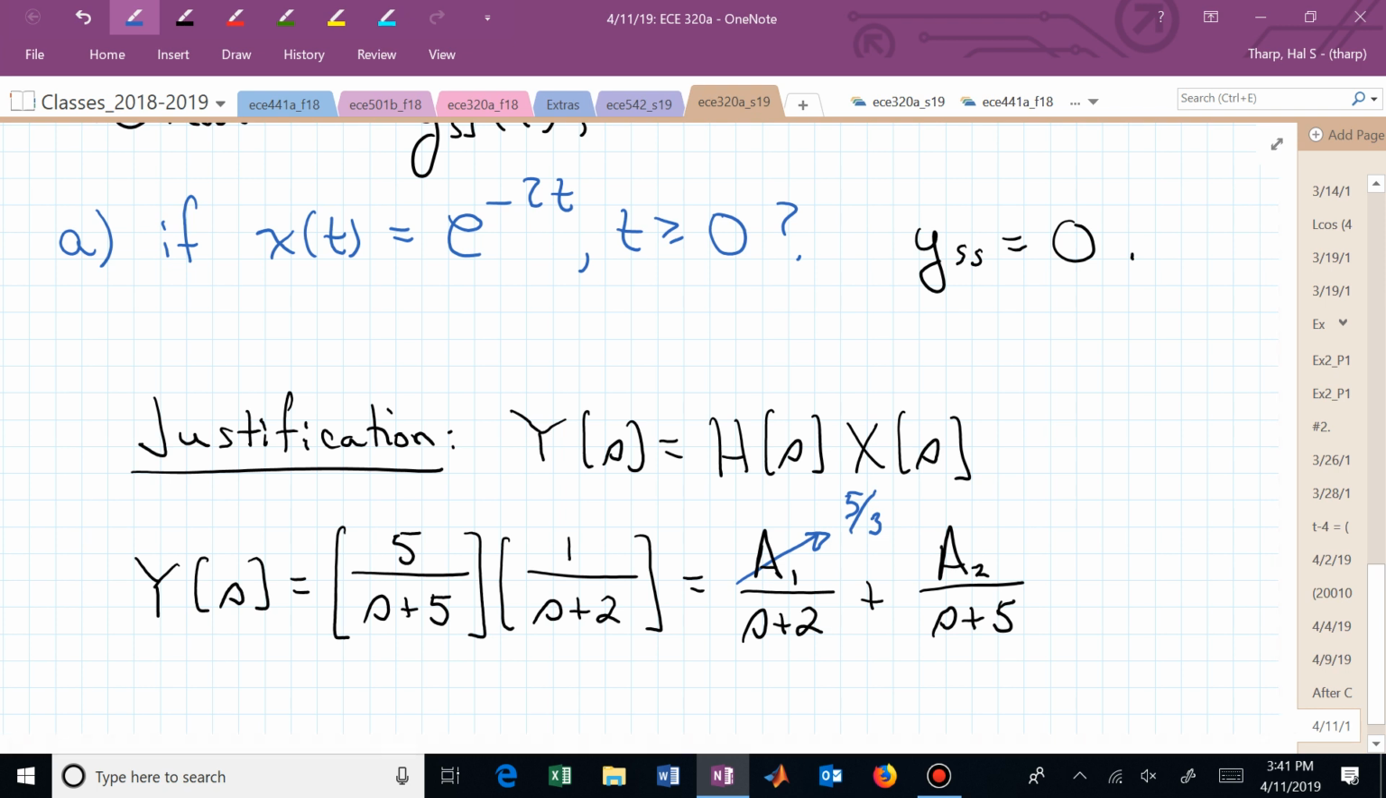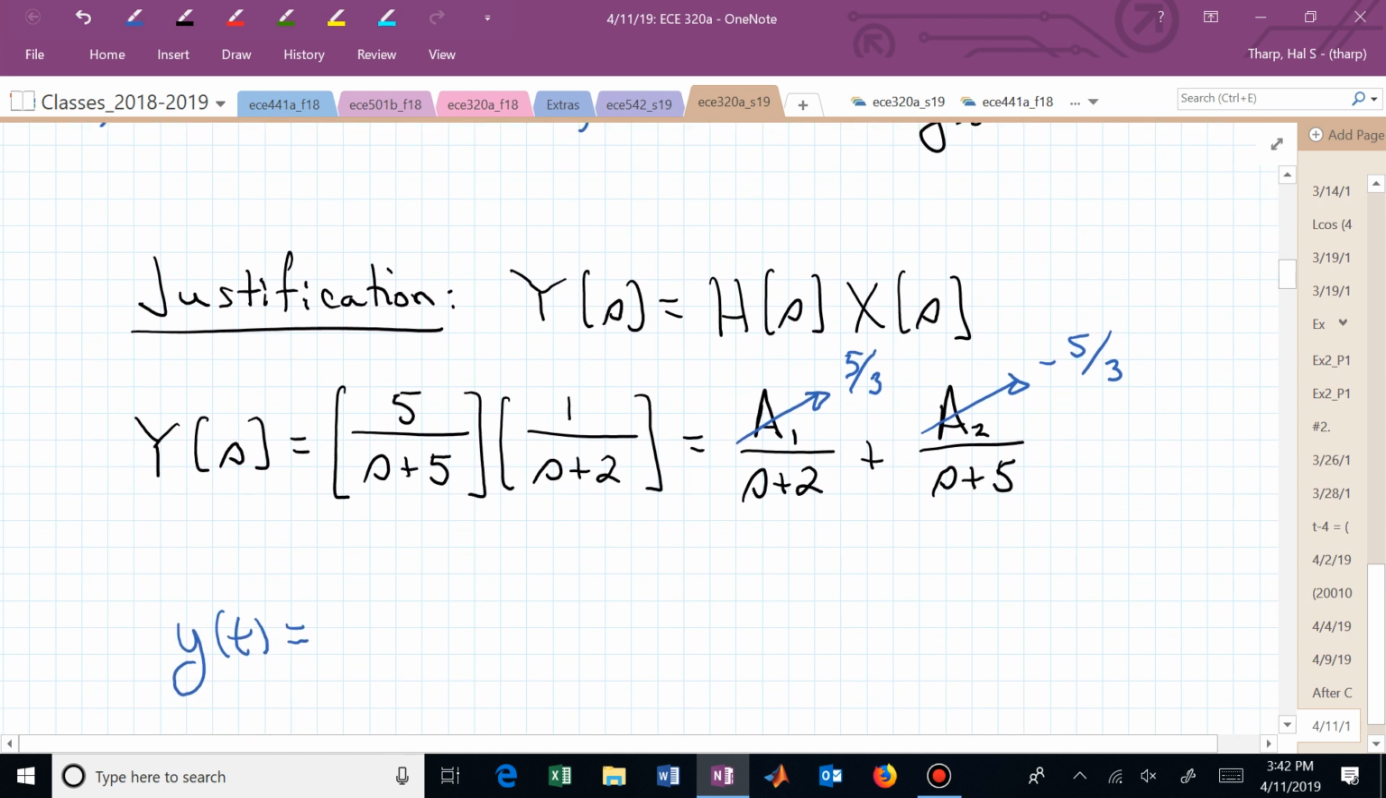What's a sub 2? Well, now we cover up the s plus 5 because we've multiplied that factor through on all terms, and we're evaluating then at s equal to minus 5. Now we have minus 3 in the denominator dividing into 5. A sub 2 is minus 5 over 3. Now you can take that into the time domain. You now have 5 over 3 e to the minus 2t minus 5 over 3 e to the minus 5t.